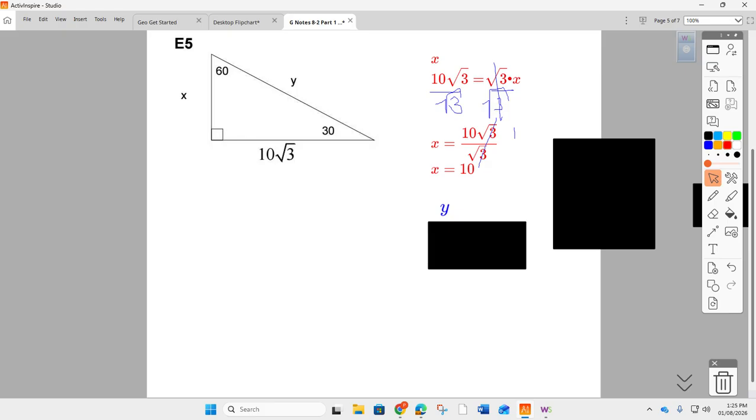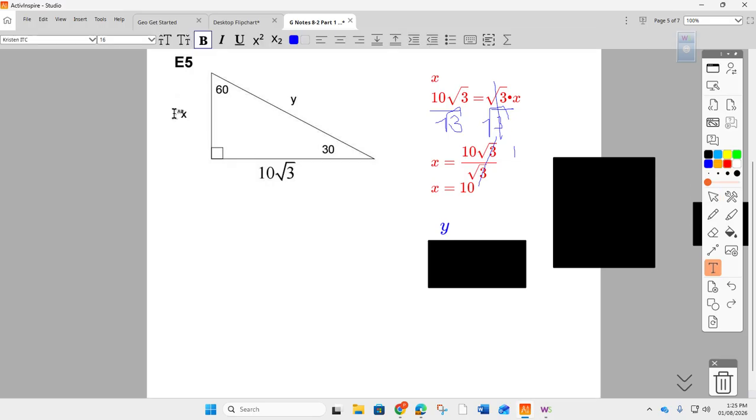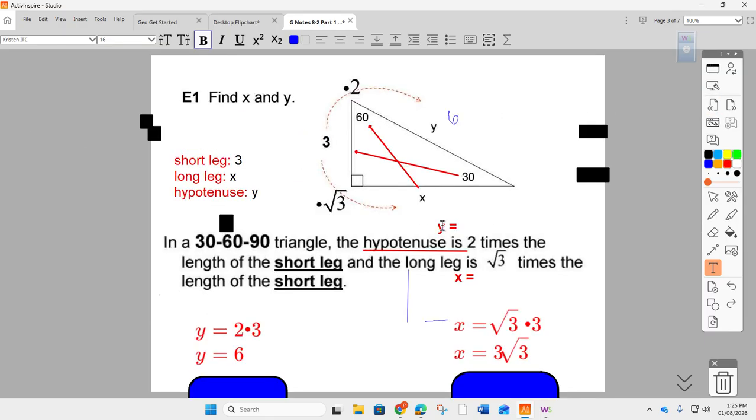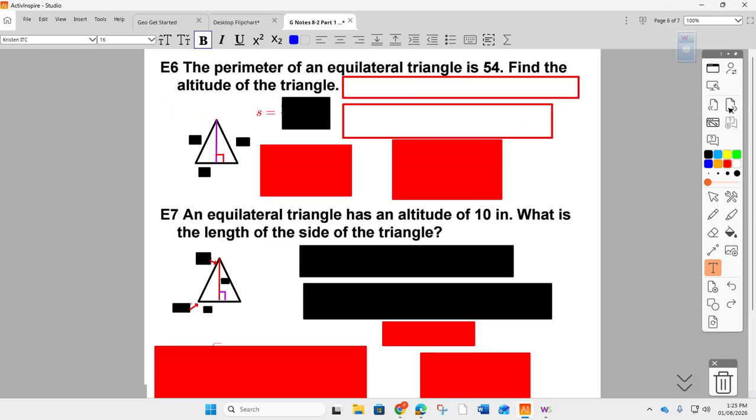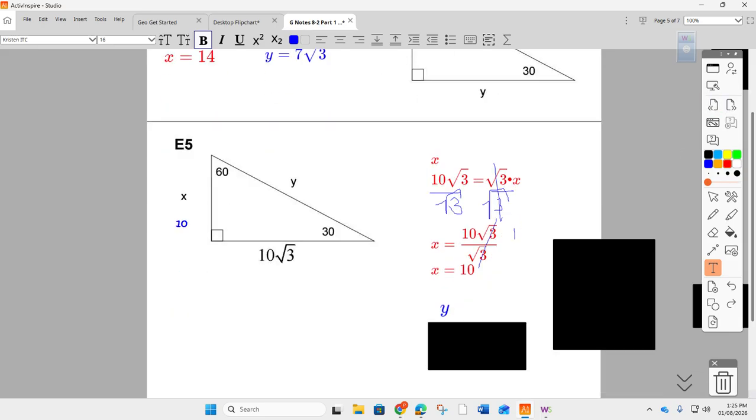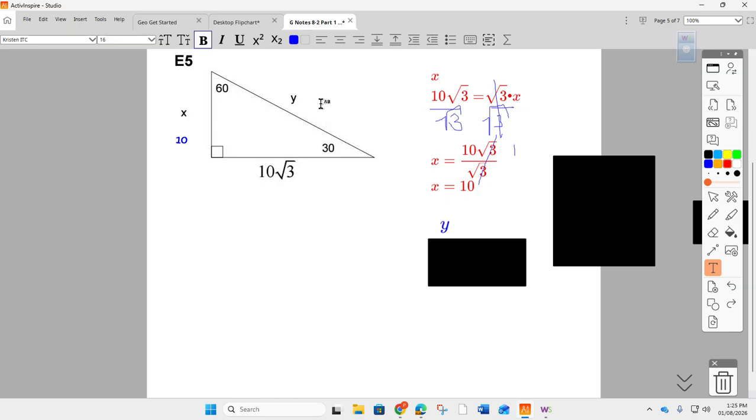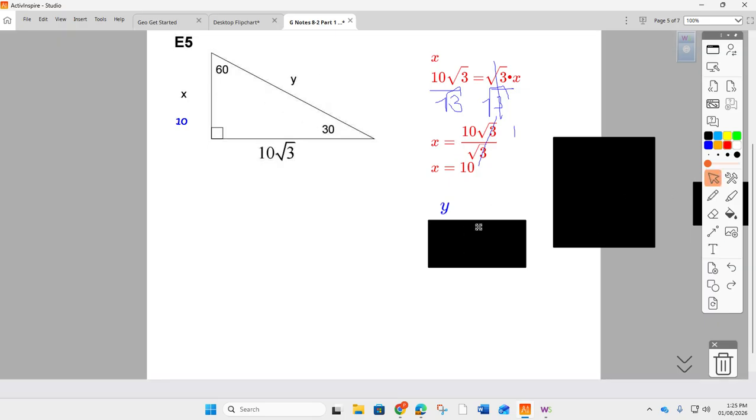All right, once we know what the short leg is, so now we know the short leg is 10. So what's the long leg? Andrea, what's the hypotenuse? If the short leg is 10, what's the hypotenuse? So y is what's representing the length, but now we have enough information to find the number. So let's look back at the rule. The hypotenuse is 2 times the short leg. Well, now we know the short leg is 10, right? So what's the hypotenuse? Very good. 2 times the short leg is the hypotenuse.